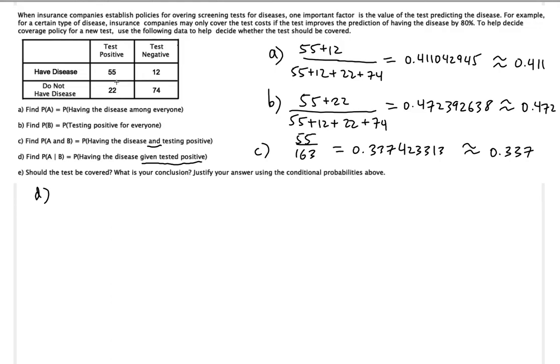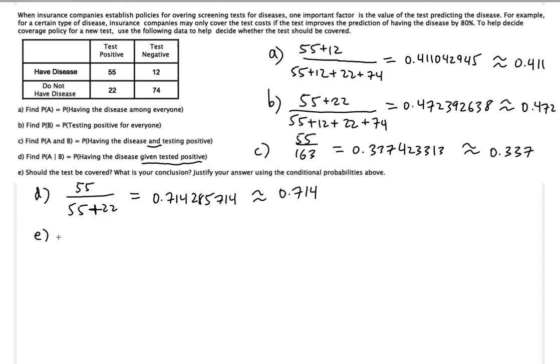So what is that going to be? Having the disease is 55, and the total number is going to be 55 plus 22, the total number of people that actually test positive. So if you do this, you should get something like this in your calculator. 714, 285, 714. To 3 decimal places, that's going to be about 0.1714.